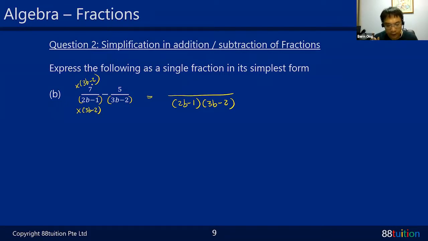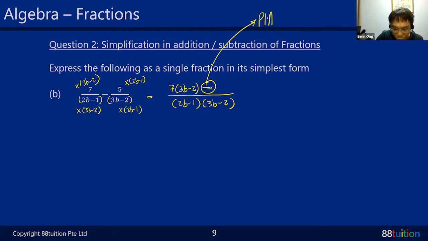Next one, second fraction. What do I need? I need 2b minus 1. Below times 2b minus 1, on top must times 2b minus 1. Write it out. 7 times 3b minus 2, minus, remember, minus is a? Yeah. Be careful. Be very careful. 5 times 2b minus 1. All right. So now what do you do?